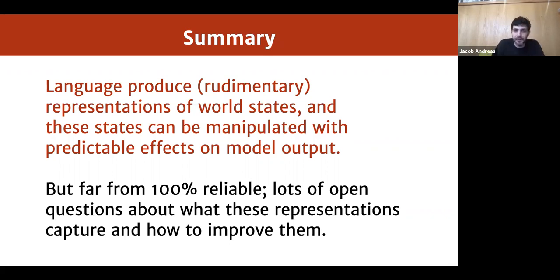At the same time, we saw that both these language generation models and these implicit meaning representations that they produce are far from 100% reliable, and we ended with lots of open questions about what exactly is going on in these things and how we might improve them, both in their own right and as a stepping stone towards better downstream language generation.